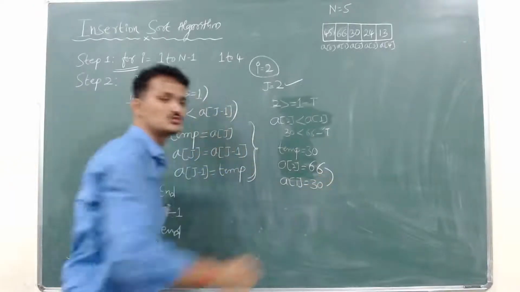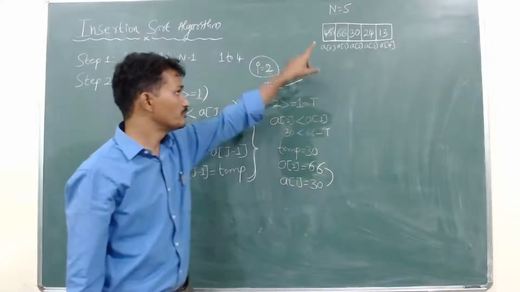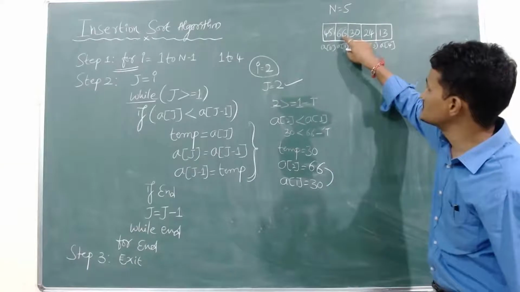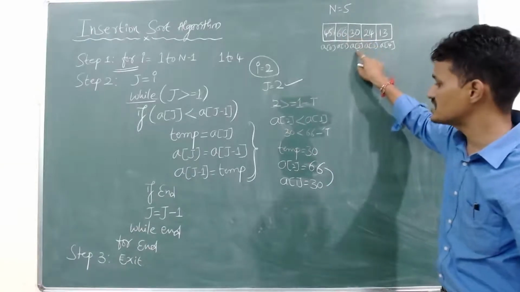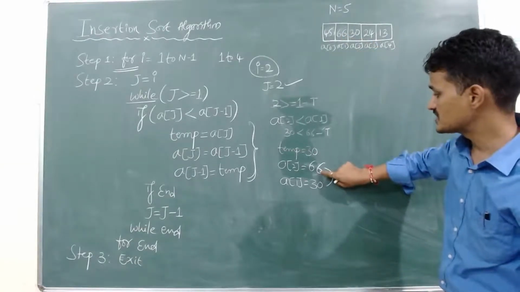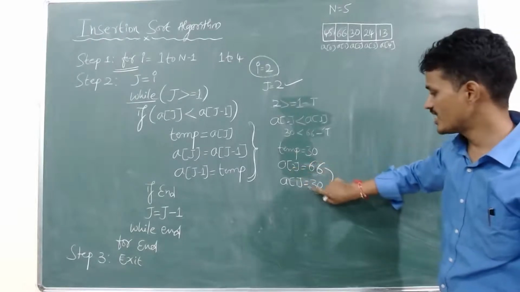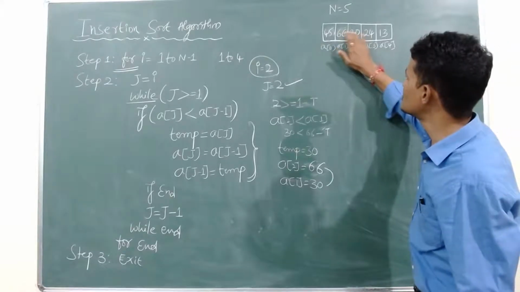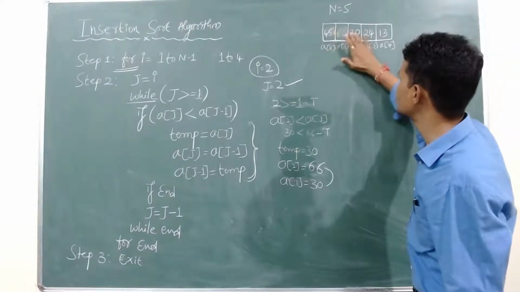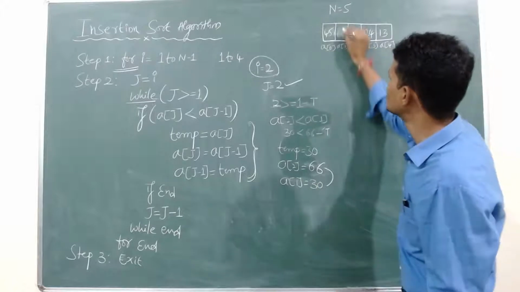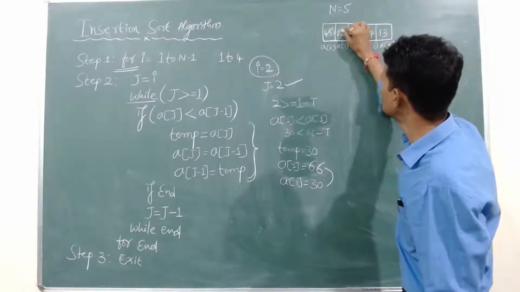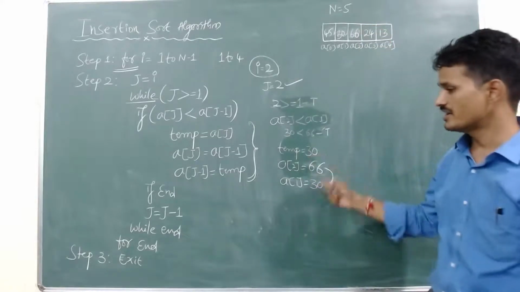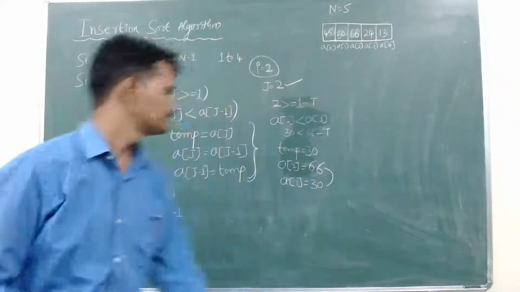Look at these two values. Before writing these two updated values, have a look at this. 66 is present in a of 1 and 30 is present in a of 2. See here, 66 will move to a of 2 and 30 will come to a of 1. Now 30 I will write here and 66 I will write in the next. So we interchange those two values.